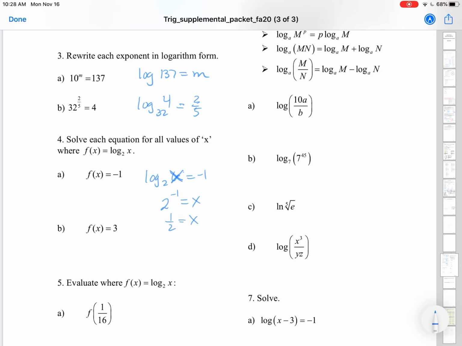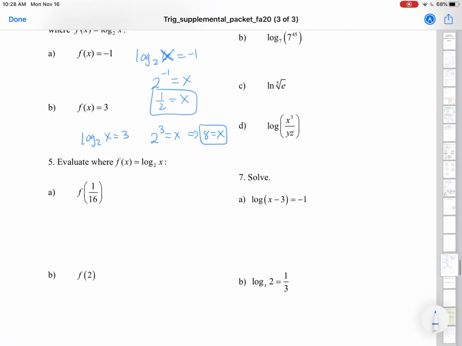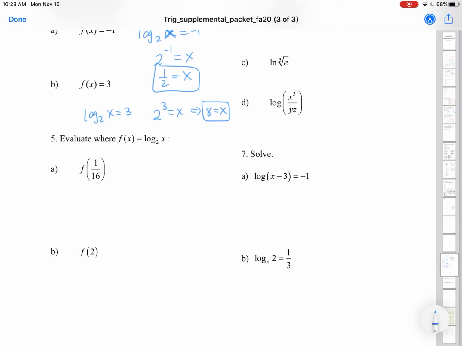f of x is equal to 3. Awesome. So that we need log base 2 of x is equal to 3. So I know that 2 to the third is equal to x, or that 8 is equal to x. And we come up with our answers just like that. So it should be quick. We just are under the task of reminding you what to do. Now we're going to plug stuff in.